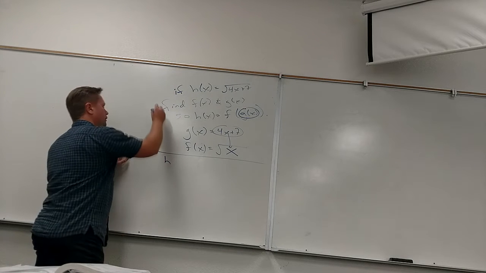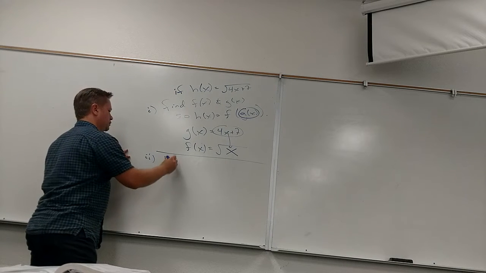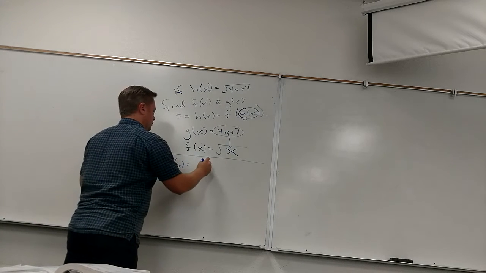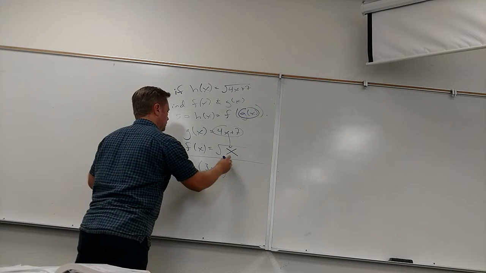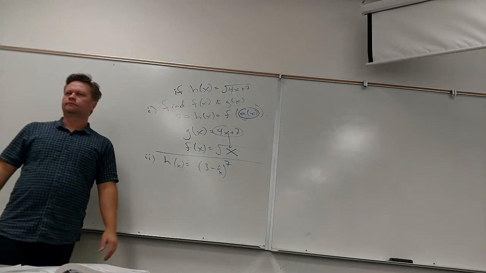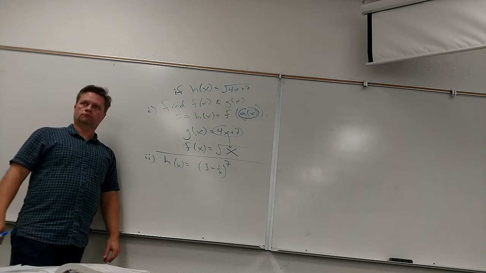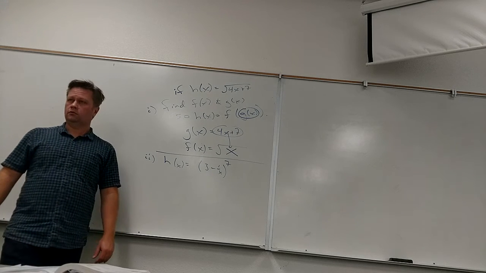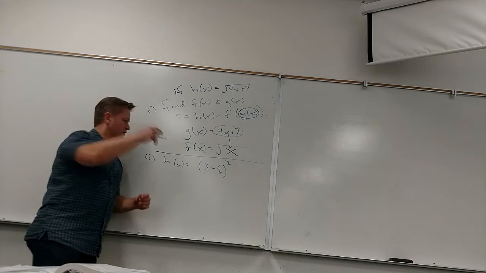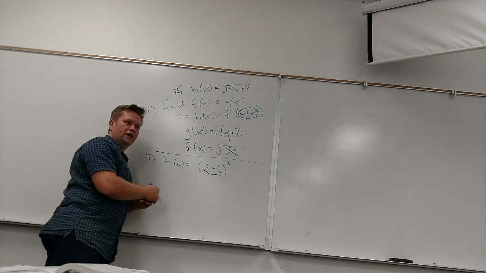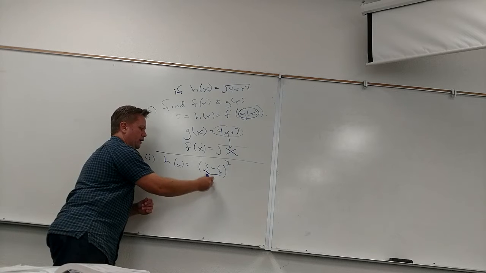So if I have h of x equals 3 minus 1 over x to the 7th power, what's the inside function? 3 minus 1 over x. Yeah. Okay, we gotta play with it. A lot of other people aren't even looking. So yes, that is inside. So that's g of x.